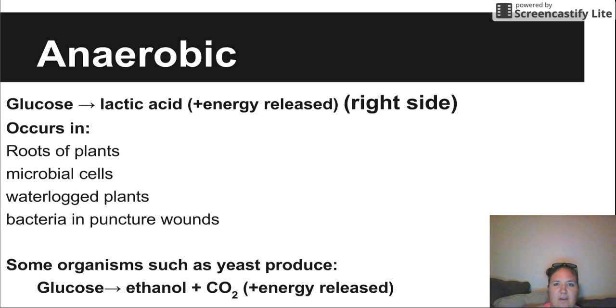And it occurs in areas like the roots of plants where there isn't a lot of oxygen, microbial cells, waterlogged plants, bacteria, and puncture wounds in your skin. Some organisms, like yeast, though, can convert glucose into ethanol, which is a type of alcohol, plus carbon dioxide, and then energy is released.